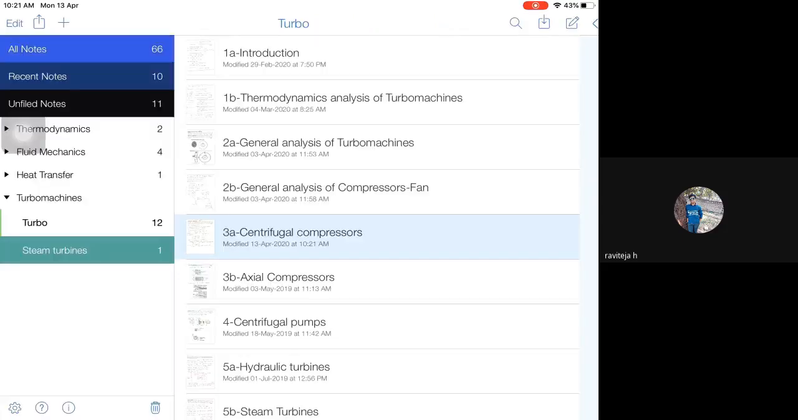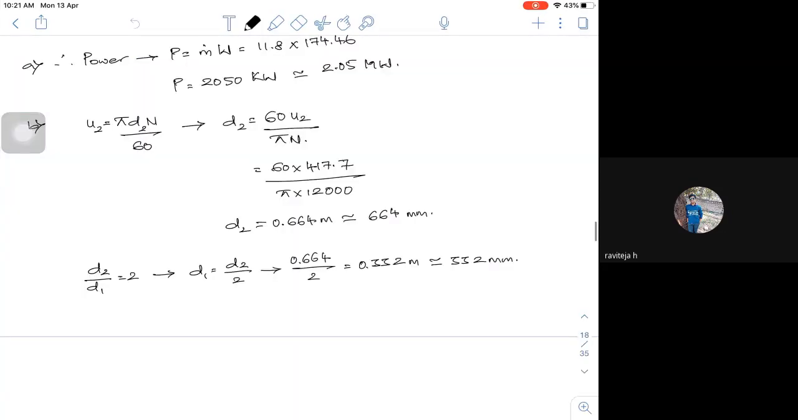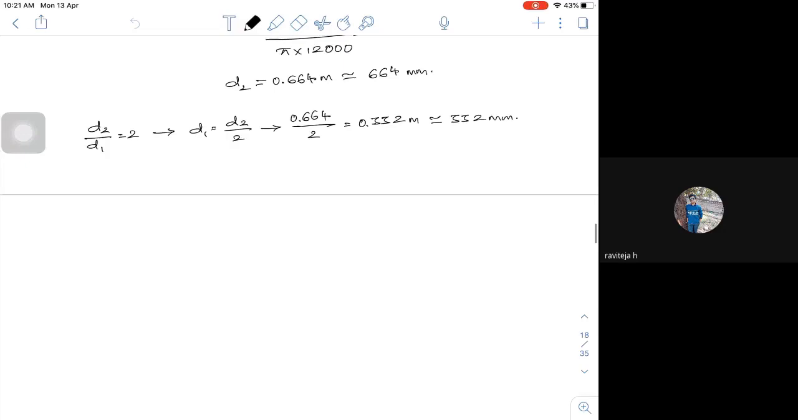Okay. Now what is the next one we are supposed to calculate? We are supposed to calculate the corresponding inlet beta angle. For that I need u1 is equal to pi d1 n by 60. d1 just now we calculated as 0.332, n is 12,000, divided by 60. I am getting my u1 as 208.6 meters per second. Now let's go to the inlet velocity triangle.